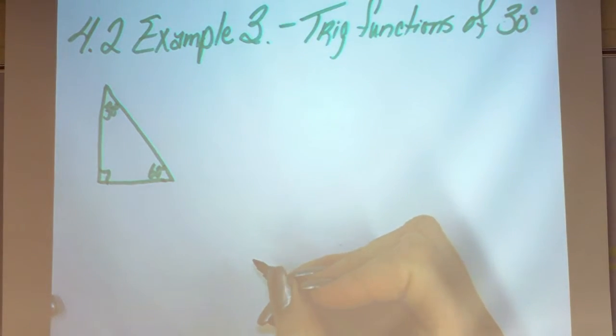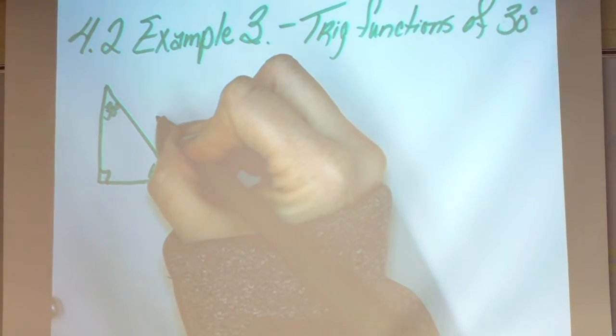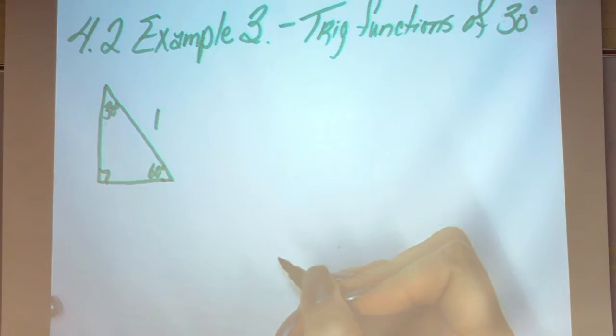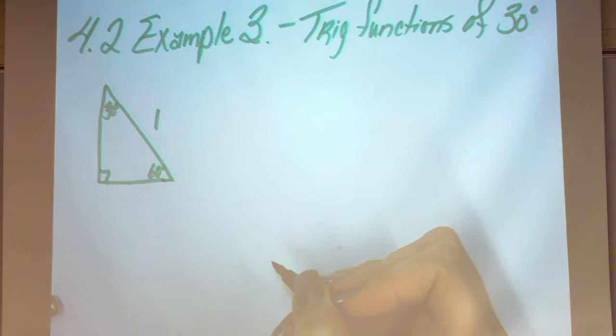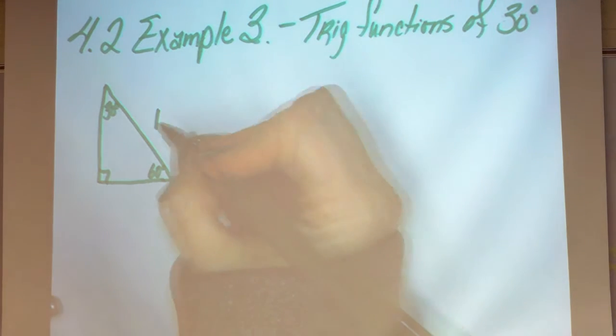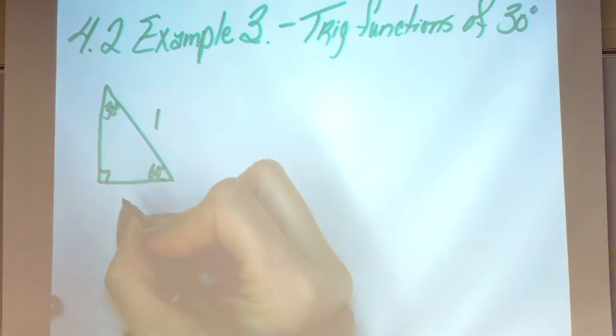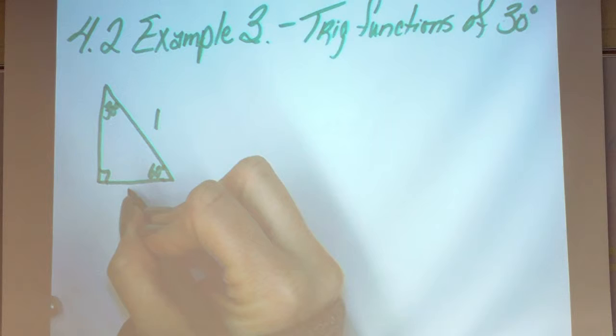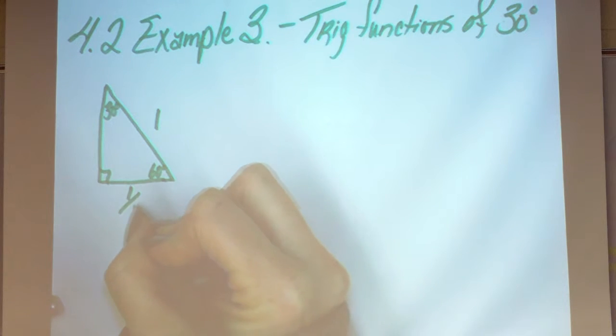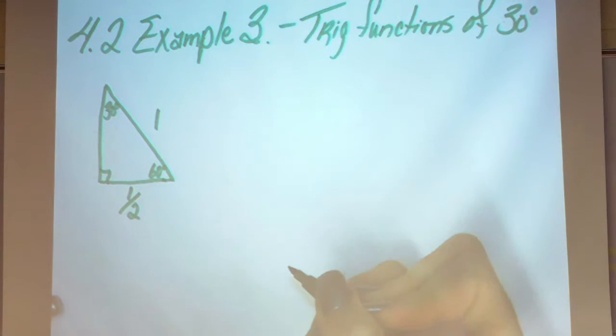Okay, let's start and let's say that my hypotenuse is 1. The length of my hypotenuse is 1. If you remember from 30, 60, 90 triangles, if I know my hypotenuse, my side across from my 30-degree angle, the shorter side, is half the length of that. So my shorter side over here is 1/2.